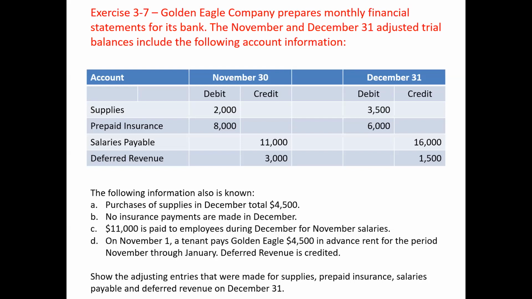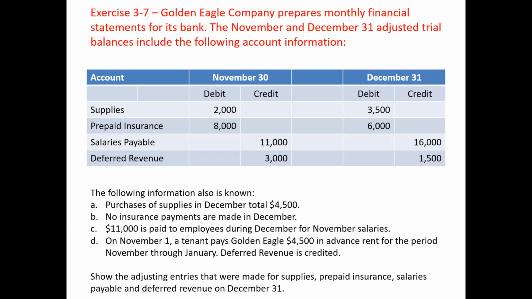Now it's giving us some more information. The following information also is known. A, we purchased supplies in December totaling $4,500. B, no insurance payments are made in December. C, $11,000 is paid to employees during December for November salaries. D, November 1st, a tenant pays Golden Eagle $4,500 in advance rent for the period November through January. Deferred revenue is credited.